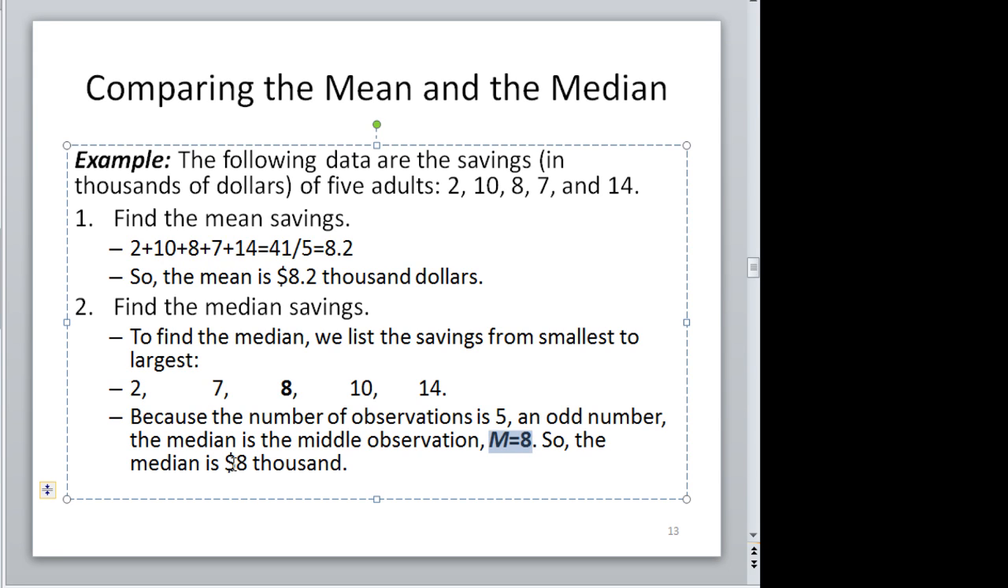So $8,000, right? So the mean was $8,200, and the median is 8. Well, they're not that different, right? They're not that different, only 0.2 difference.